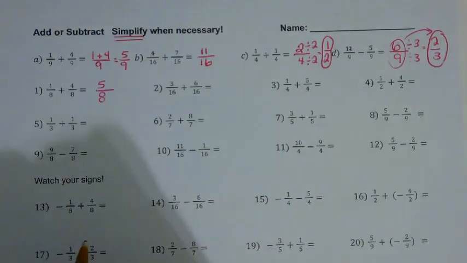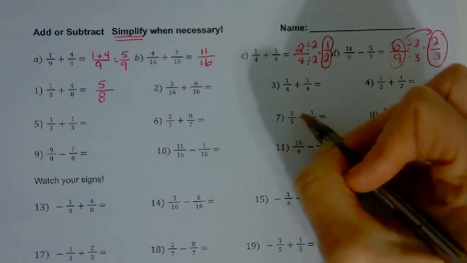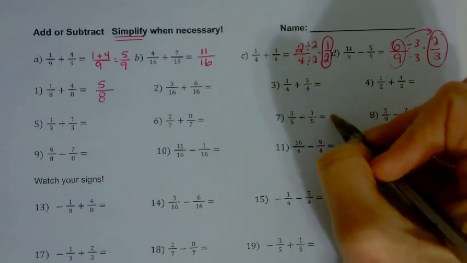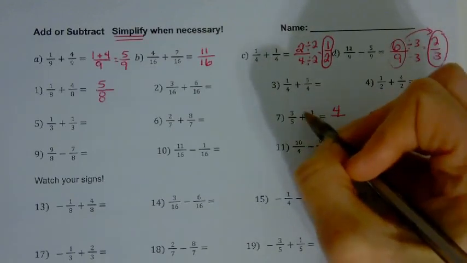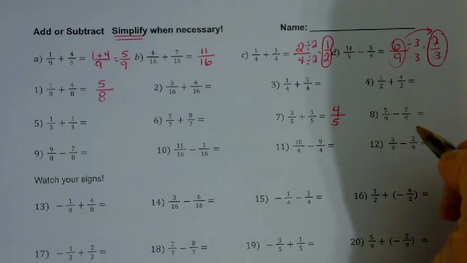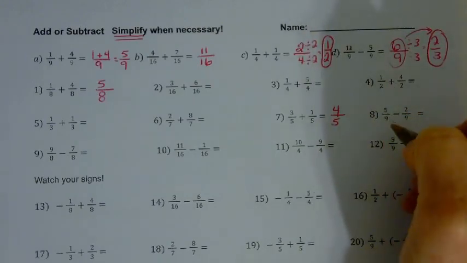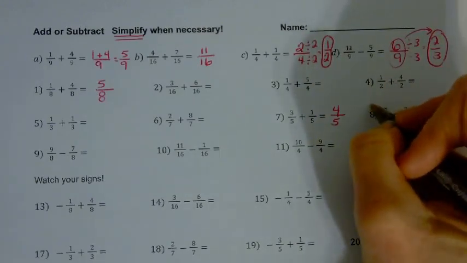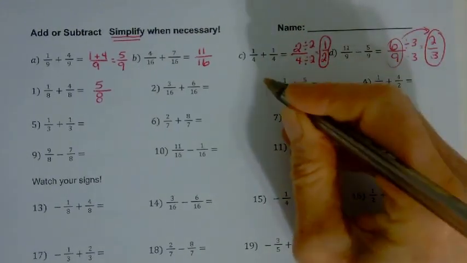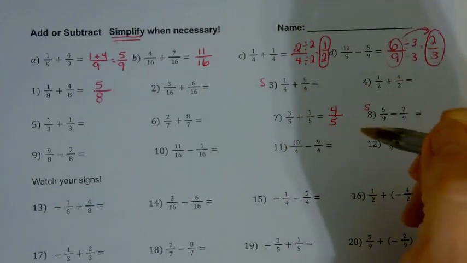Let's see. I'll do number 7. We have 3/5 plus 1/5. Well, that's 4. Right, 3 plus 1 is 4 over 5. I'm going to give you a little hint on these. I'm going to put a little S. This one's going to need to be simplified when you're done. This one's going to need to be simplified.